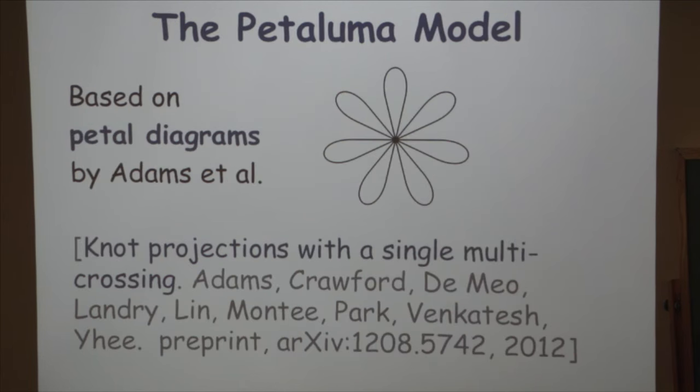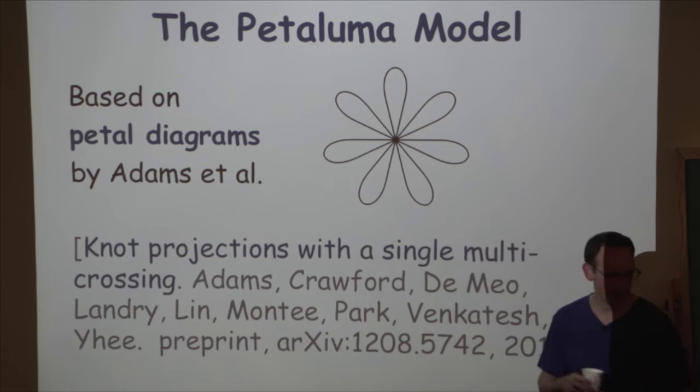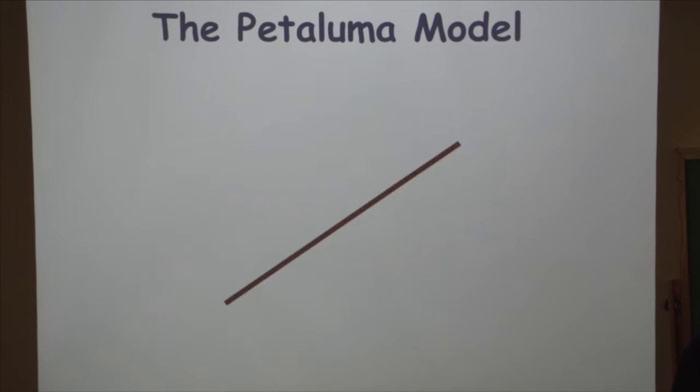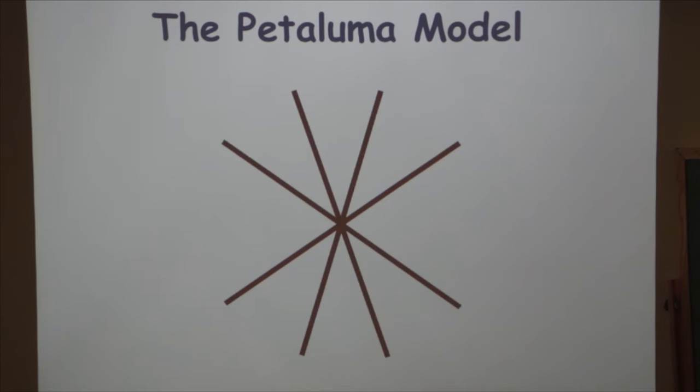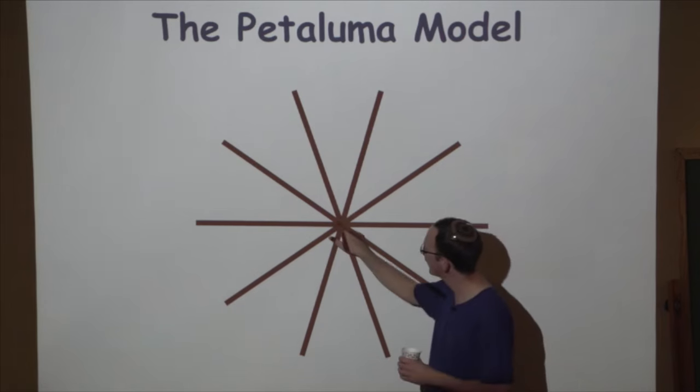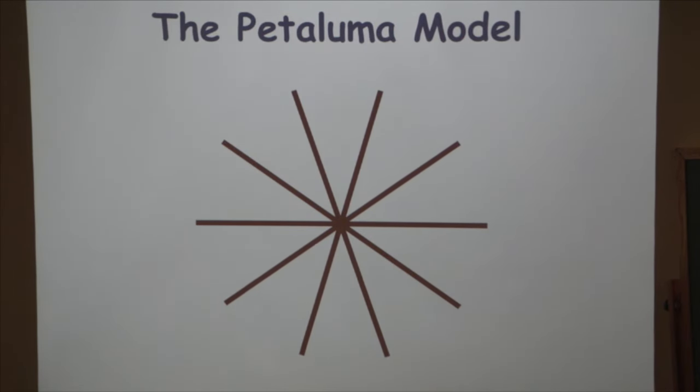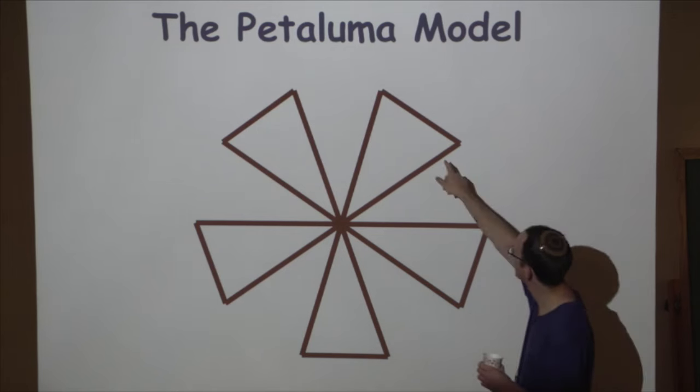So after we are so well motivated, let's describe some random model. It is based on work from 2012 by Colin Adams and a bunch of students. It's based on this sort of diagram, called a petal diagram, so we'll build them carefully. We start by drawing segments. We draw more and more segments. All segments are straight and pass through the same point on the plane. And after we draw an odd number of segments, we connect every other pair of them.